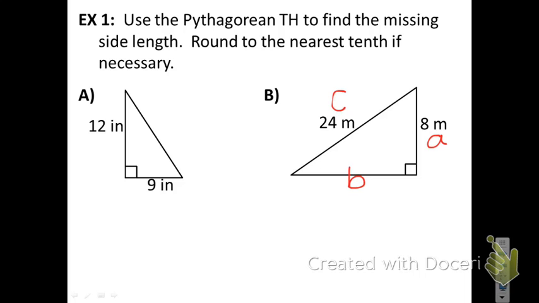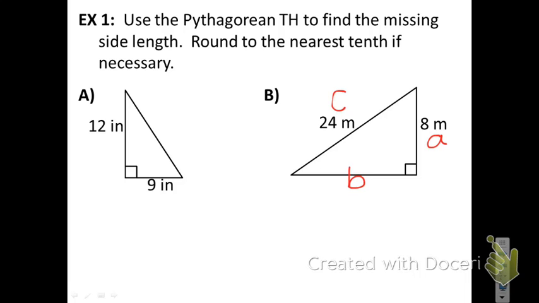If I find B, can it be bigger than 24? What did we learn about the hypotenuse? By its definition, it's the longest side. So can B be bigger than 24? No. So if you find a number and it's bigger than 24, does that tell you something's wrong? Yes.